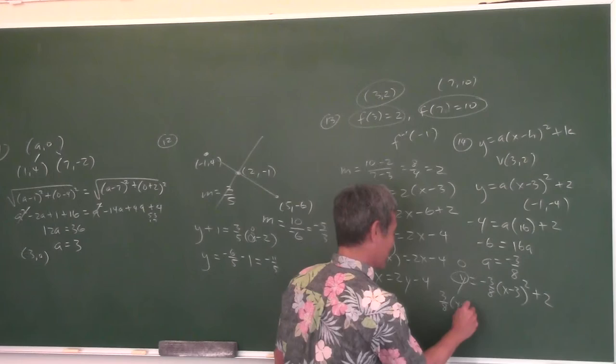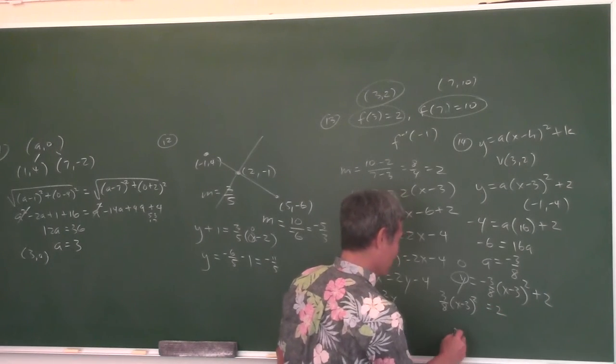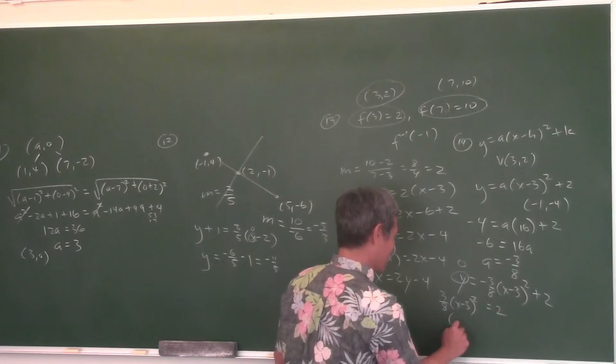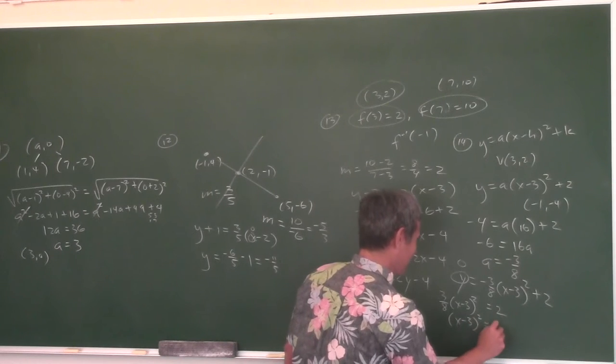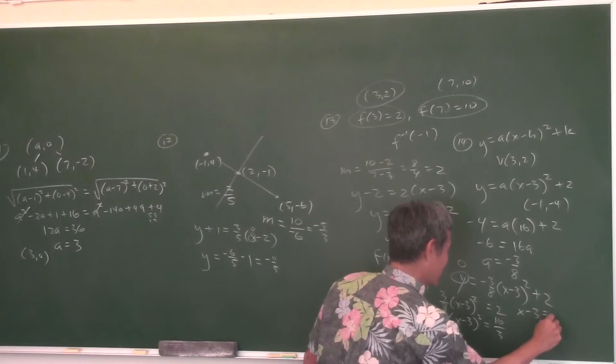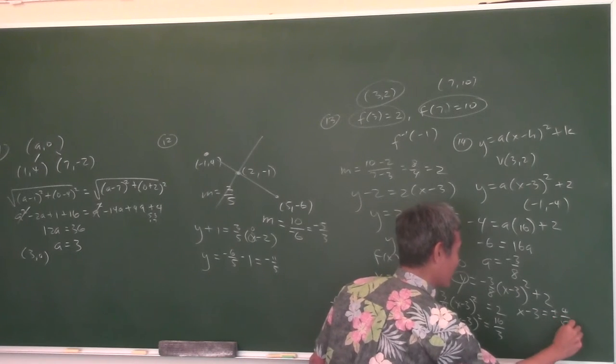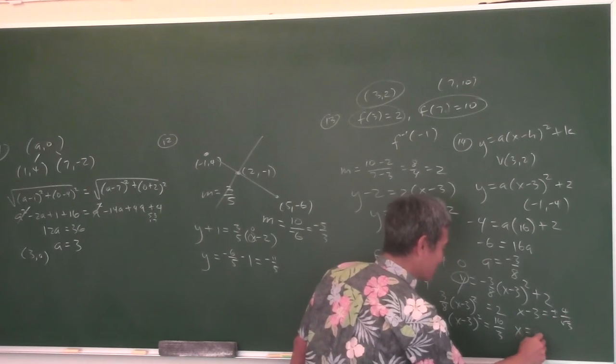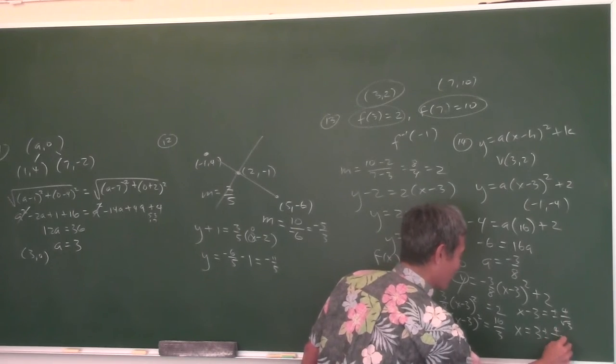3/8 (x minus 3) squared is equal to 2. Multiply both sides by 8/3. So (x minus 3) squared is equal to 16 over 3. Square root both sides. So x minus 3 is equal to plus or minus 4 over root 3. Add 3 to both sides. x is equal to 3 plus or minus 4 over root 3.